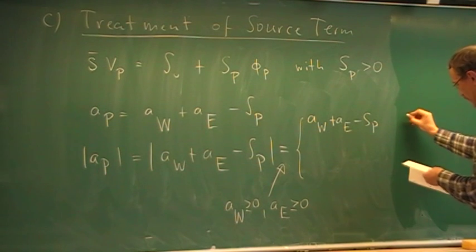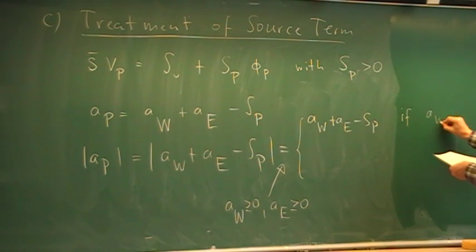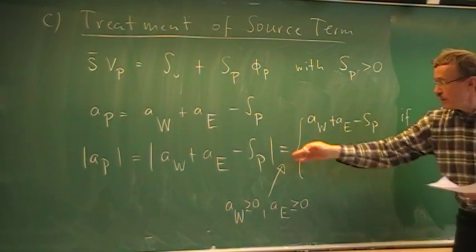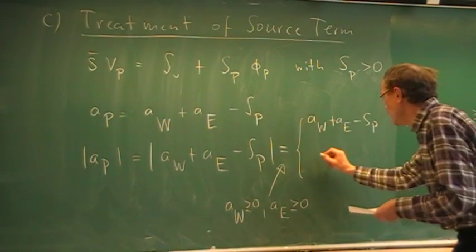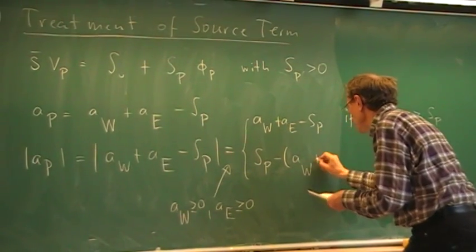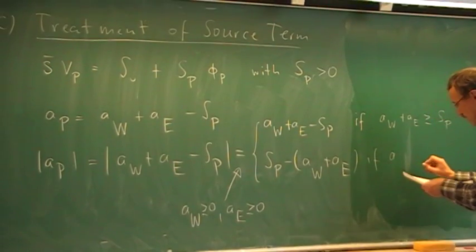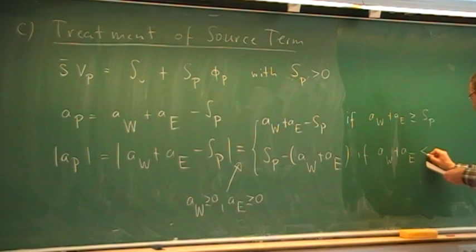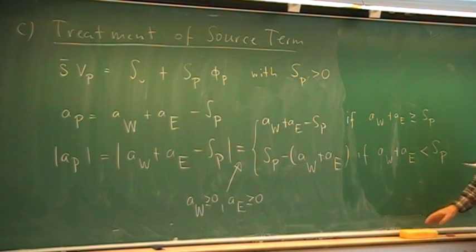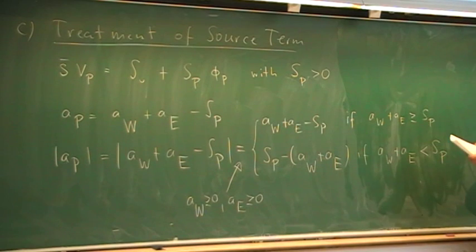That is the case if AW plus AE is greater or equal than SP. So then this is positive and we can remove the absolute values. In the other case, we have to change the sign and we get SP minus AW plus AE, and that is if AW plus AE is smaller than SP. So then we can lose diagonal dominance in this case.